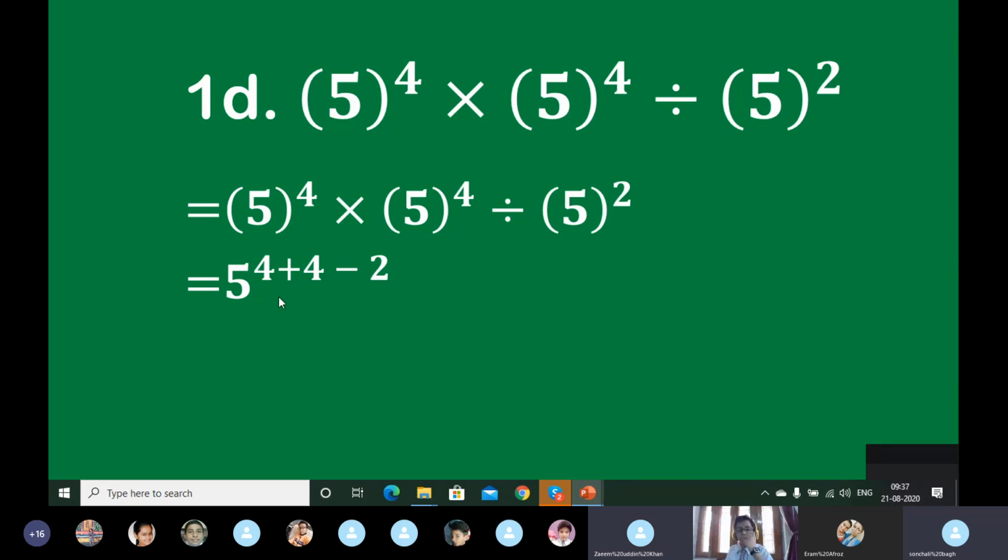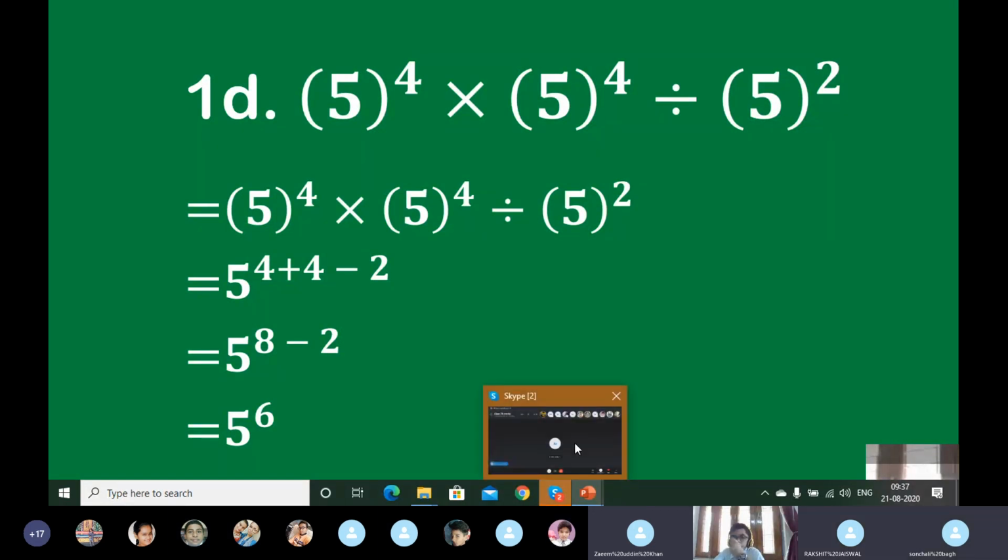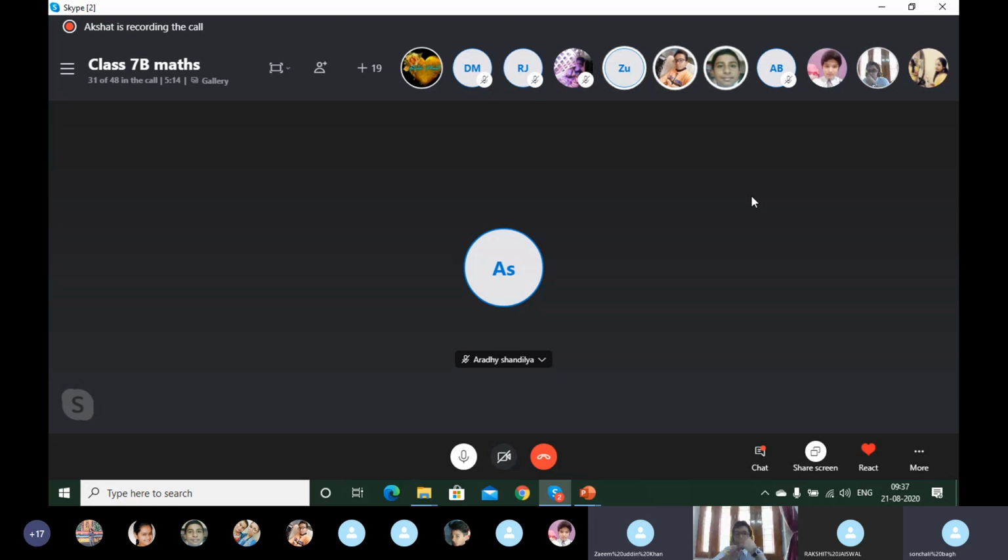Understood? Then 4 plus 4 is 8. Then minus 2, so the power is 6. Five to the power 6. Ma'am, 5 to the power 6. Any confusion till here? No, ma'am.